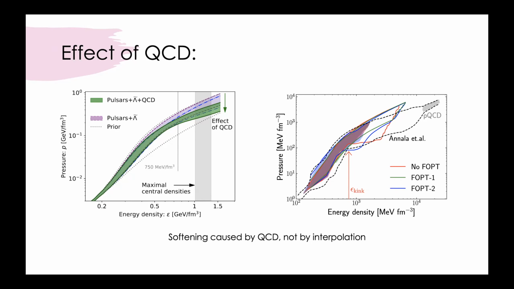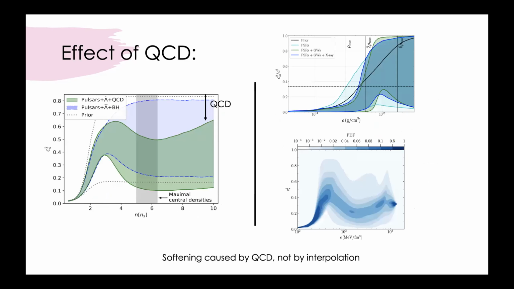This is of course also seen in other observables. So for example, you can look at the speed of sound, and again the blue region here shows the posterior without QCD, and it shows very similar behavior to the studies that are extrapolation studies.